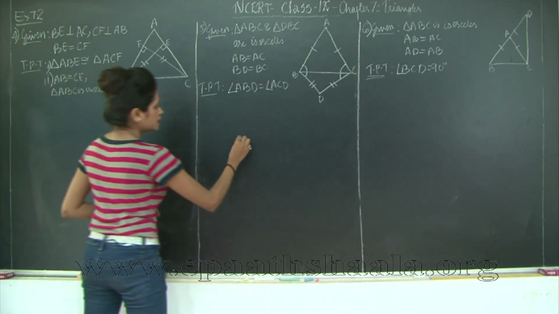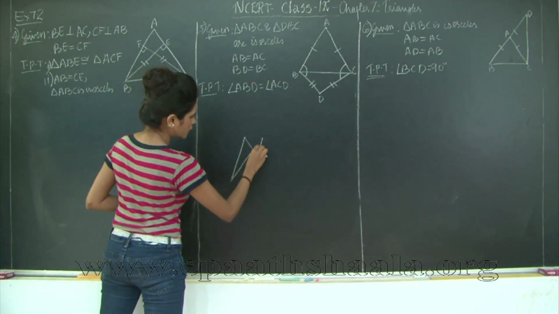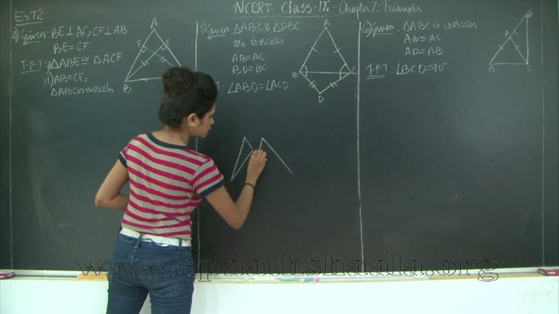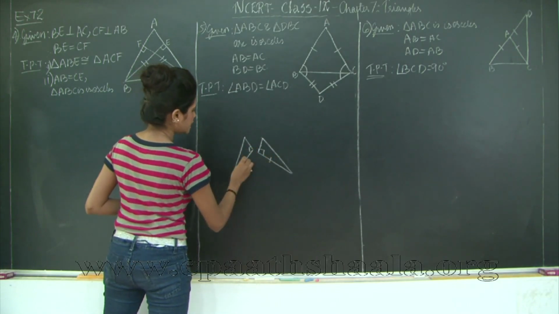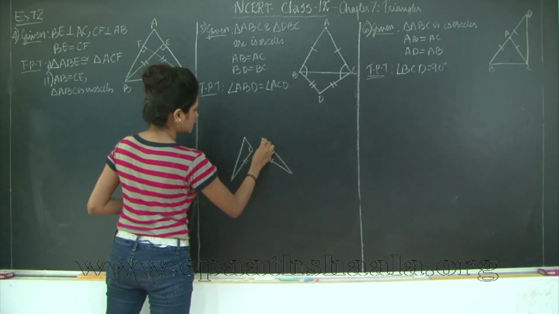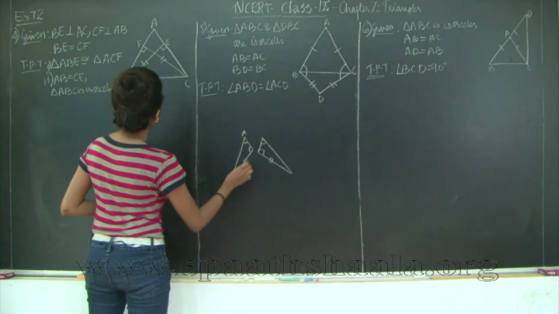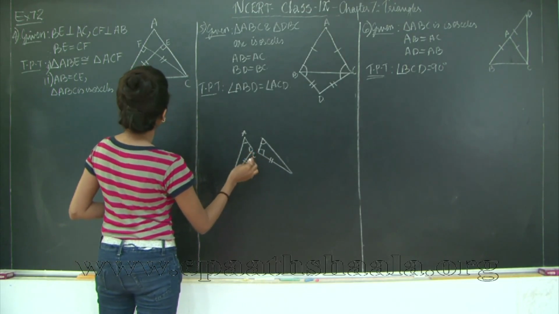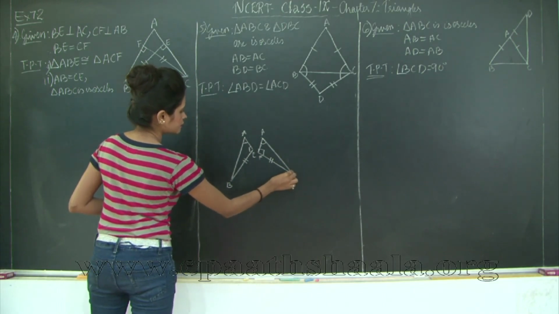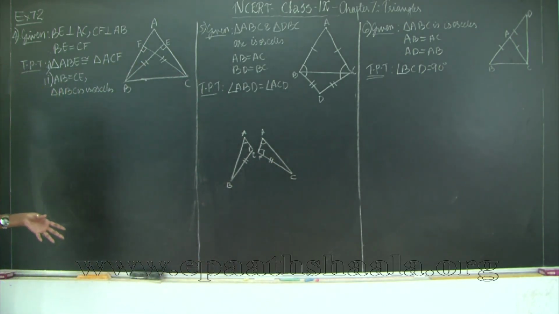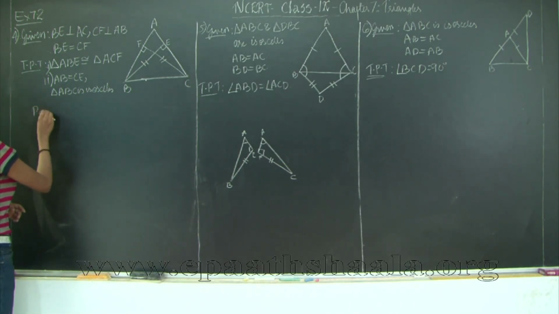So let's draw a diagram for ease. Perpendiculars, equal sides and equal angles. I have A, B, E and A, F, C. Correct? So which two triangles am I going to take? I am going to take triangles ABE and ACF. So I'll say proof.